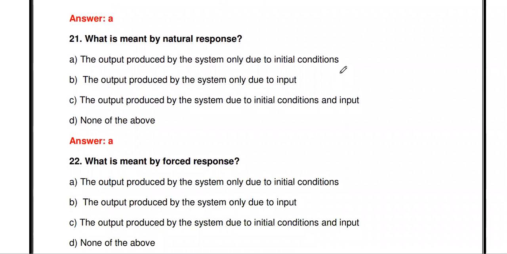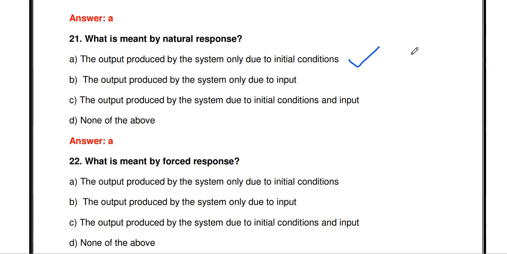Then the next one: what is meant by natural response? Natural response means the output produced by the system only due to initial conditions. That means this LTI continuous time system consists of some inductors and capacitors, which are energy storage elements. The resistor is the only instantly responding device, while capacitors and inductors are transient devices, meaning the value slowly increases or decreases.